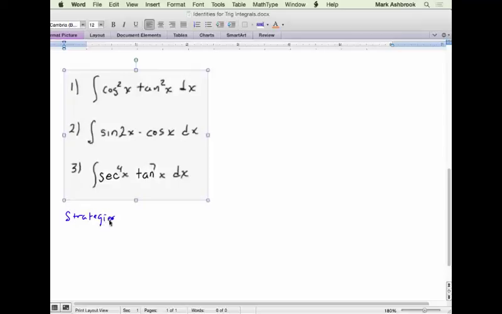So, first strategy: get everything into sine and cosine. These don't all apply to every problem, but here are some strategies for certain problems. So get everything in terms of sine or cosine.